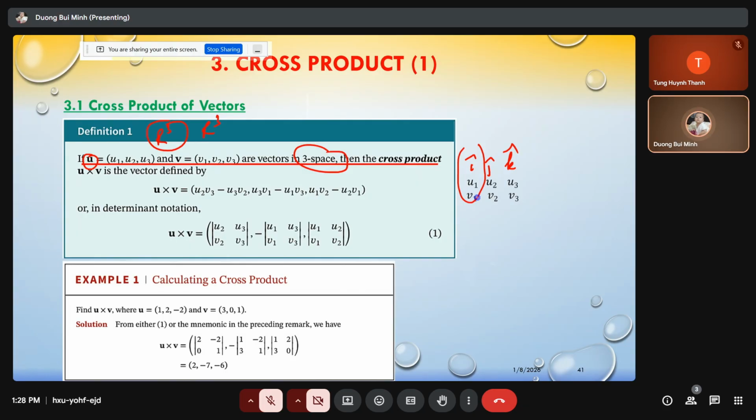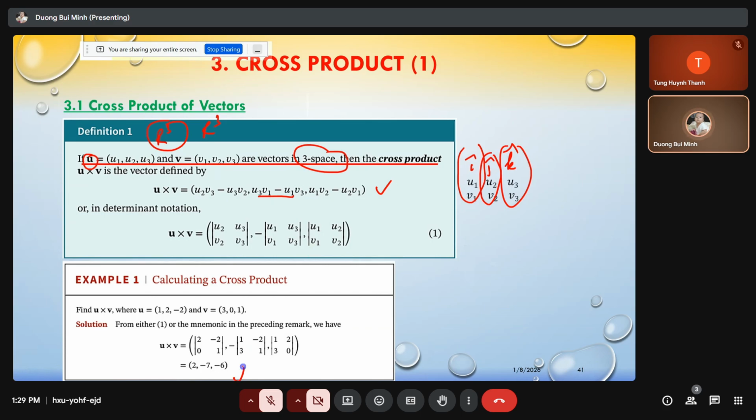Okay, then when we consider this one, you get U3 V1 minus U1 V3. And when we cover this one, you get U1 V2 minus U2 V1. Okay, yeah. So we can get the result of the cross product.